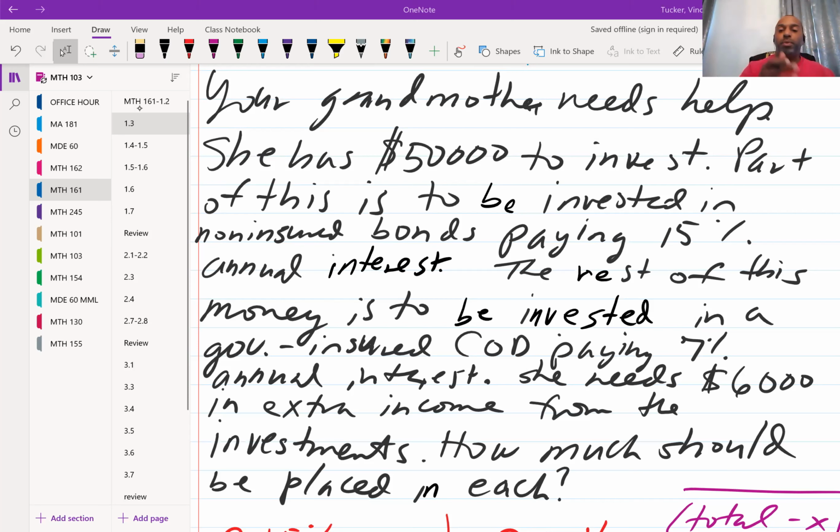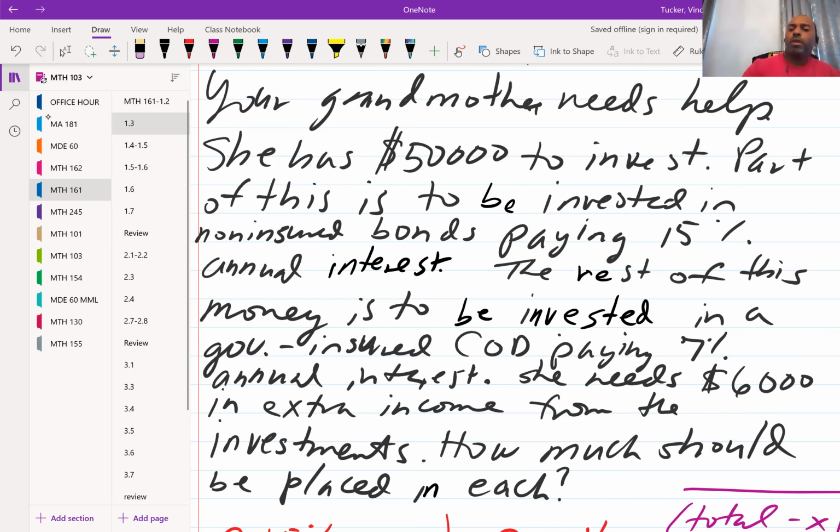So what we're going to put in each account is not evident, so we cannot assume that's going to be half and half. What's going to dictate how much we put in each account is the fact that we want to get $6,000. She wants to get exactly $6,000 extra income out of this.